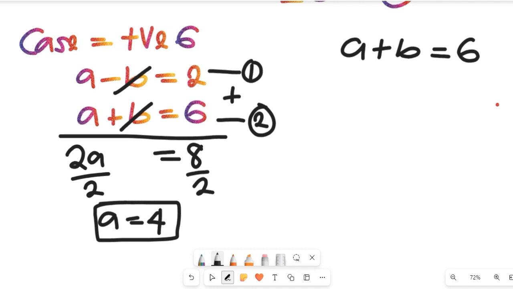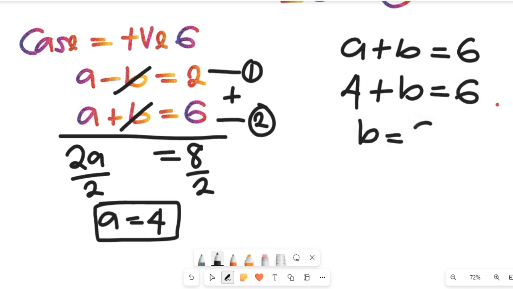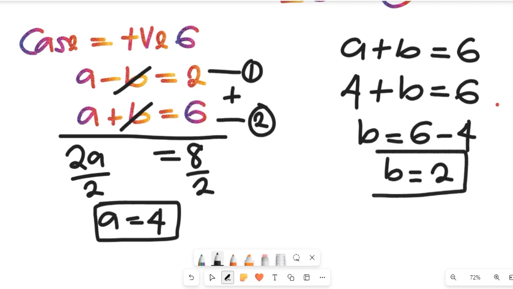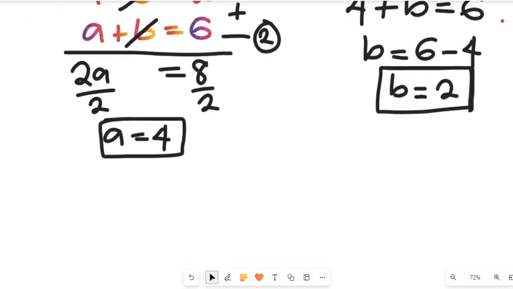So if a is 4, we'll have 4 plus b equal to 6. So our b will be equal to 6 minus 4, and then our b will be equal to 2. So the values of a and b are 4 and 2 respectively.